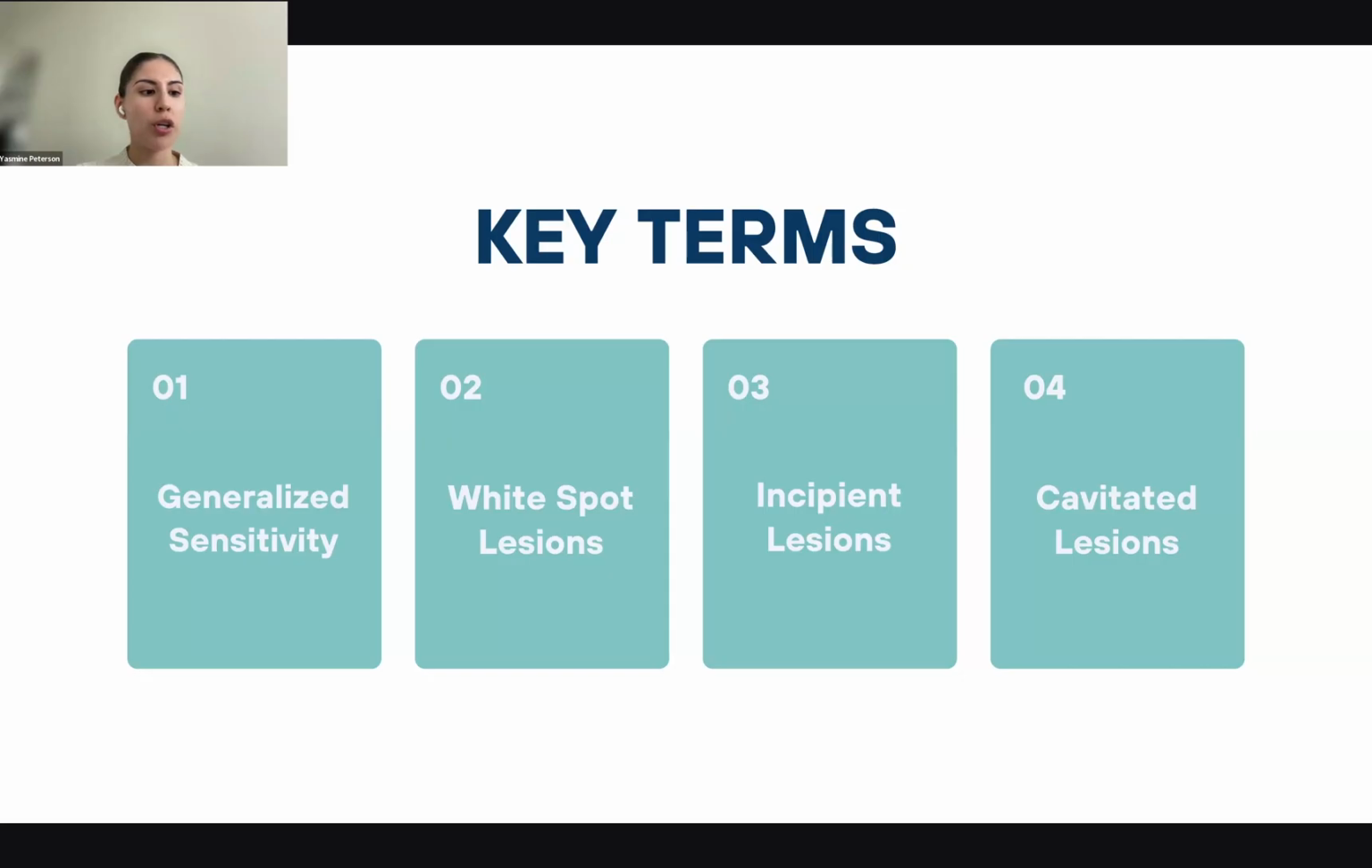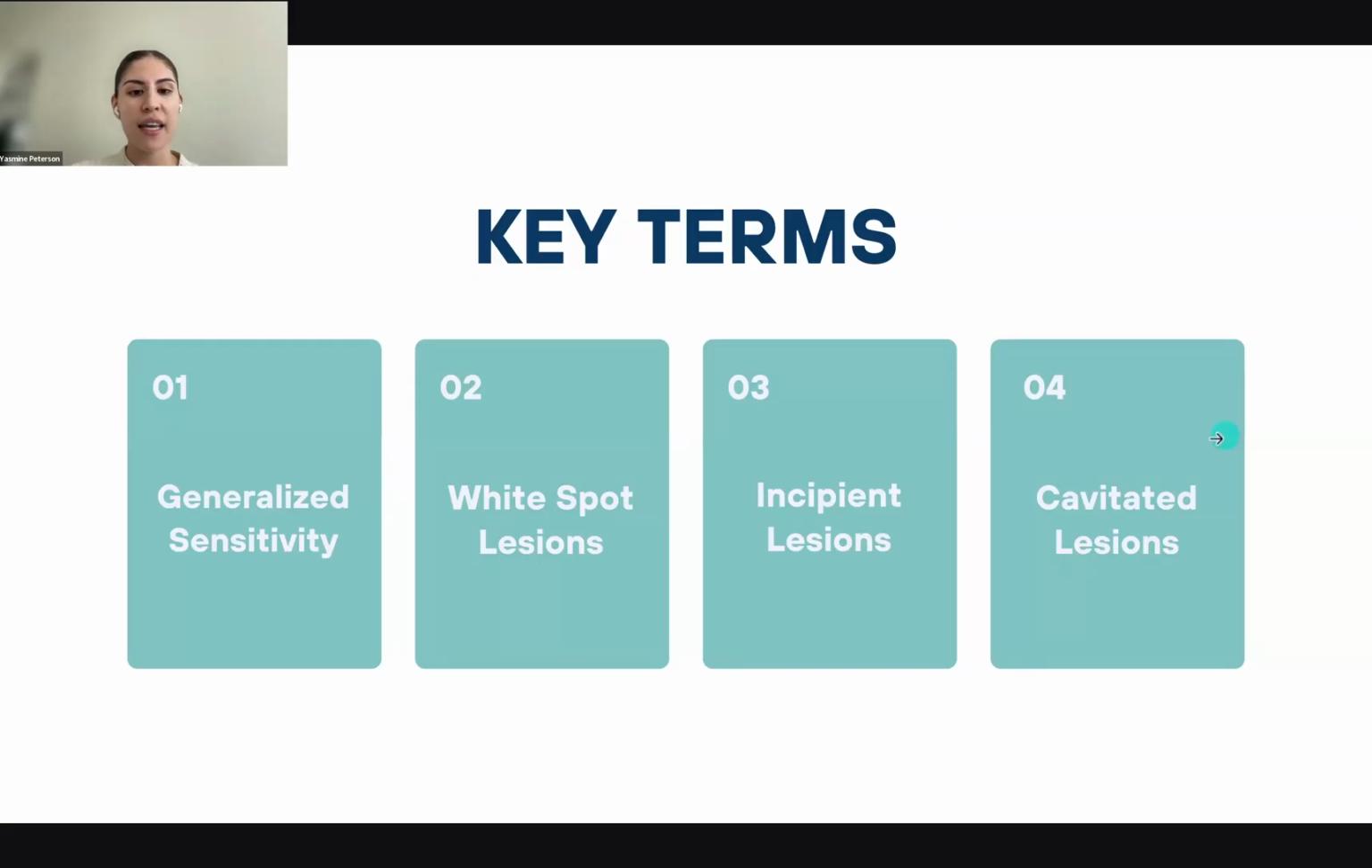All right, so before I show cases or protocols, I wanted to make sure that we're using the same language. So I wanted to go over some key terms. Number one being generalized sensitivity. So generalized sensitivity is characterized by short, sharp, and acute pain that arises from exposed dentin, and it's in response to stimuli like hot, cold, sweet, or even touch sometimes.